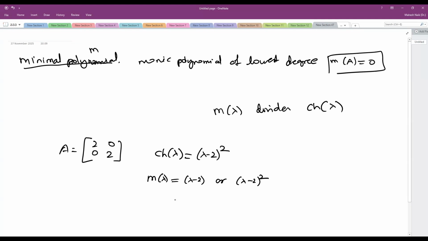Okay, so we can check whether this one, that is lambda minus 2, satisfies A or not. If I check A minus 2I, which is 2 0 0 2 minus 2I, 2 0 0 2, it is equal to 0. Since A satisfies this, accordingly the monic polynomial, the minimal polynomial, will be lambda minus 2.